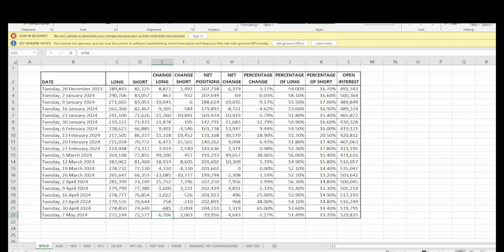And when we look at the shorts, we see the previous figure was 74,600, and the latest release has 72,000, which is a negative difference of 2,063 short positions that were closed out during the week of the release. Now, comparing the number of longs that were closed to the number of shorts that were closed, we clearly see that the long positions are much more than the short positions that were closed.